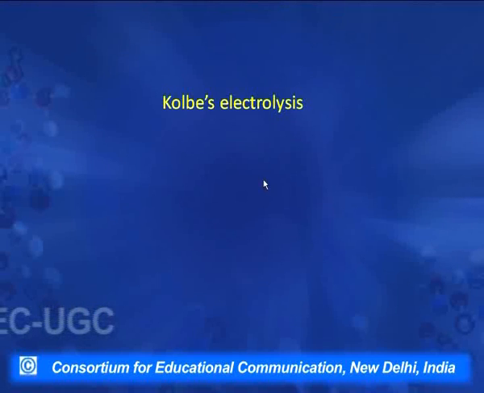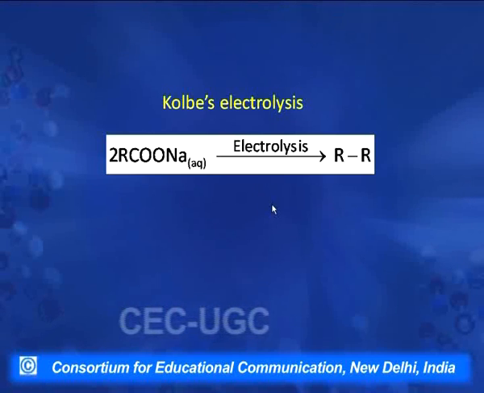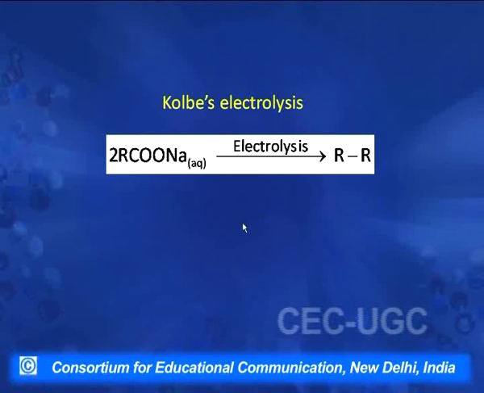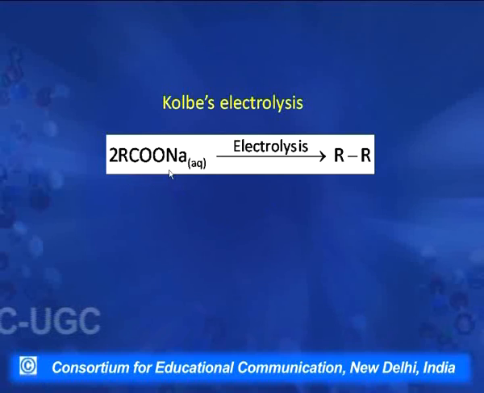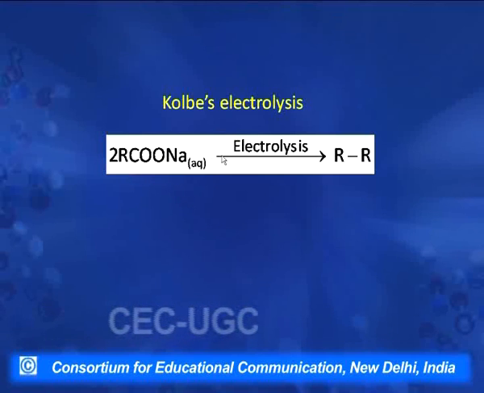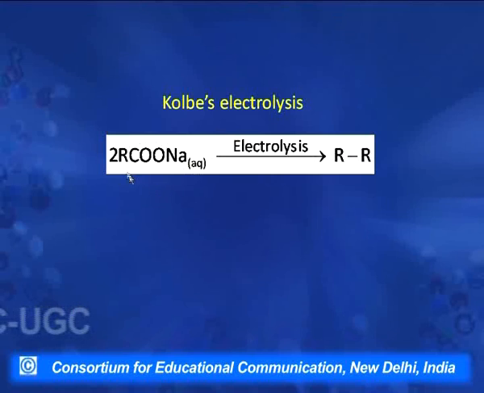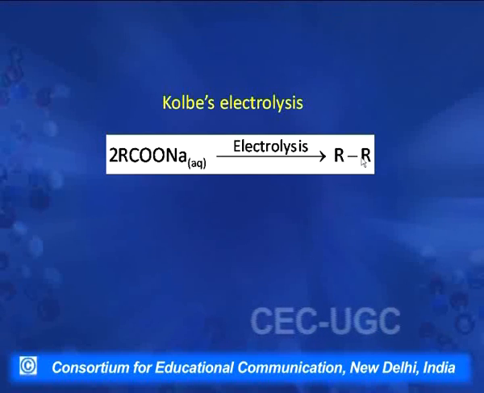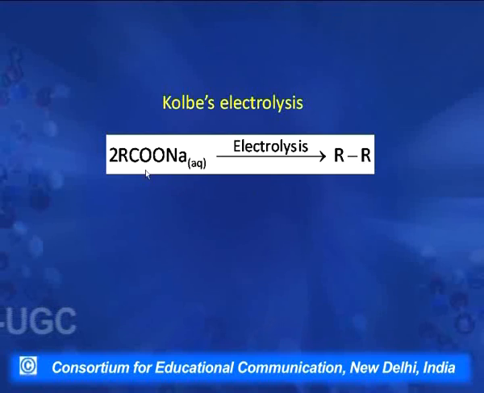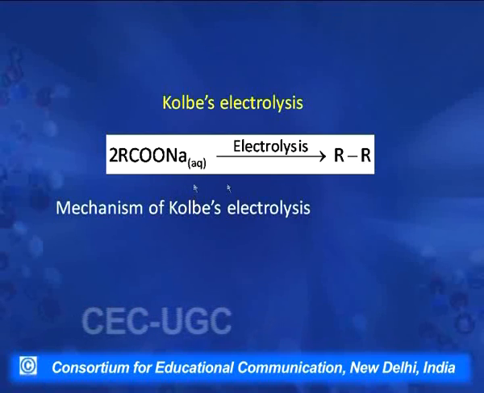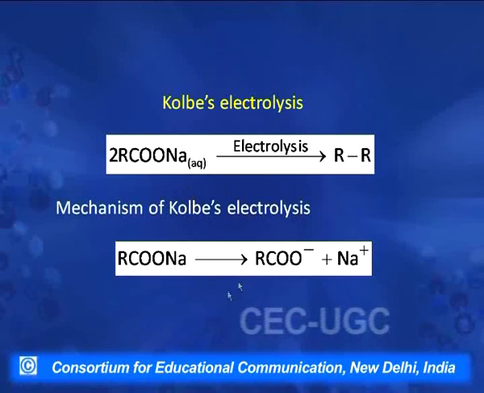Then another reaction is Kolbe's electrolysis. Kolbe's electrolysis also involves the loss of a carbon dioxide molecule, but the reaction occurs in this way: two molecules of carboxylic acid, when they are taken as sodium or potassium salt, on electrolysis give an alkane after the loss of carbon dioxide from each of them. It means two molecules will combine, and the total number of carbons in the final product will be 2 carbons less than the total number of carbons in the starting carboxylic acids. It can be explained like this, how this reaction occurs.